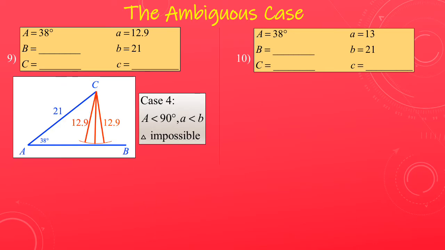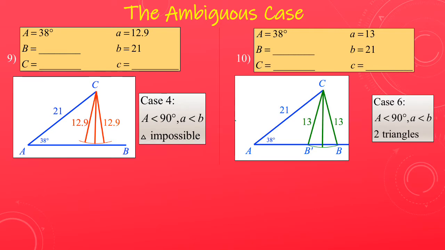We see angle A as 38 degrees, fixing line segments AB and AC as 21. We need a line of length 12.9 to come down from point C to hit line segment AB. Notice wherever we draw the red line of length 12.9, it just misses the blue line AB. The closest it gets is the perpendicular, but it still just misses. So we conclude that this is case 4, where A is less than 90 degrees and little a is less than little b, and the triangle is impossible.